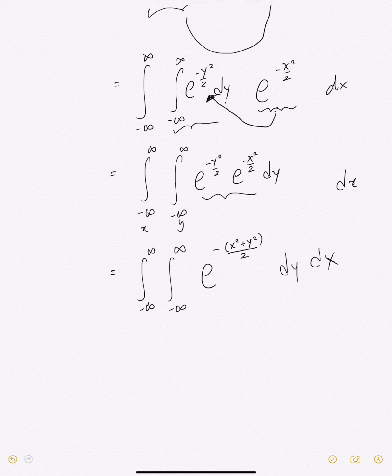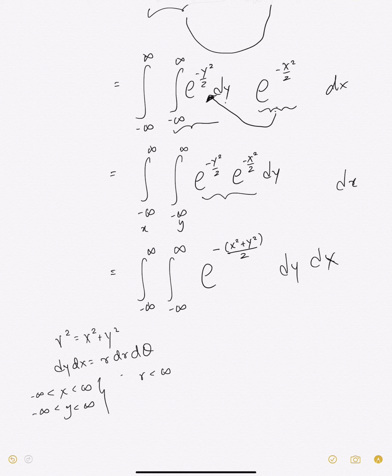Okay, so what do you remember? In polar coordinates, you have r squared is x squared plus y squared. Okay, dx dy or dy dx, it doesn't matter, is r dr d theta. And if x goes from minus infinity to infinity and y goes from minus infinity to infinity, then that means r goes from 0 to infinity and theta goes from 0 to 2 pi, right?